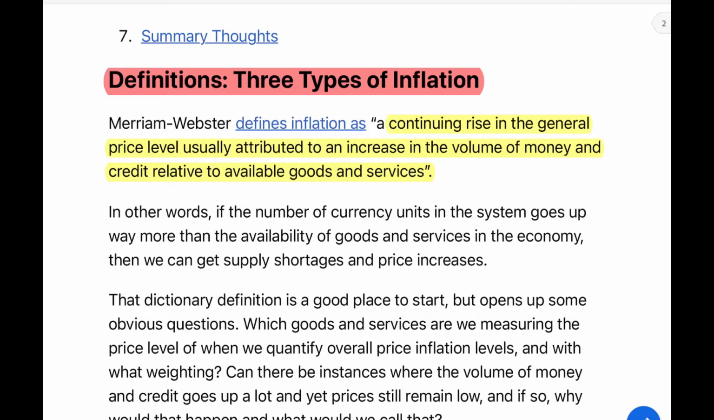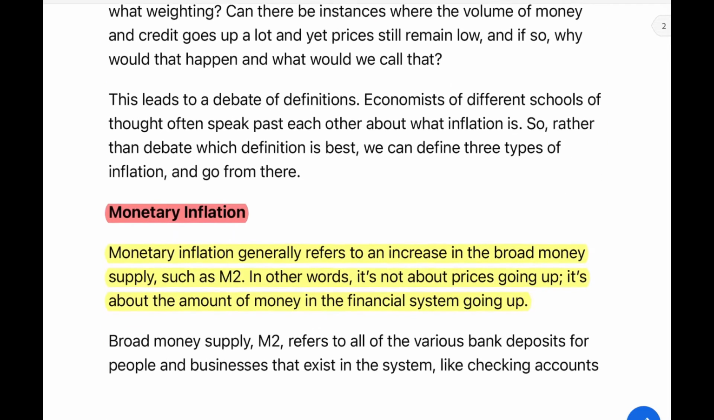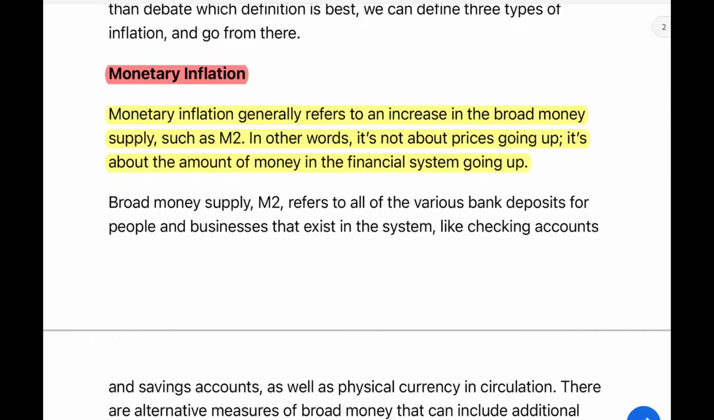In this article, they talk about the three different types of inflation. First, inflation is monetary inflation. Monetary inflation generally refers to an increase in a broad money supply. In other words, it's not about prices going up, it's about the amount of money in the financial system going up. So this is basically when you hear all these articles talking about printing money, the printing press is going wild, helicopter Ben Bernanke. When they start printing a lot of money, it's going to cause inflation because there's more money in the system that's able to be used.